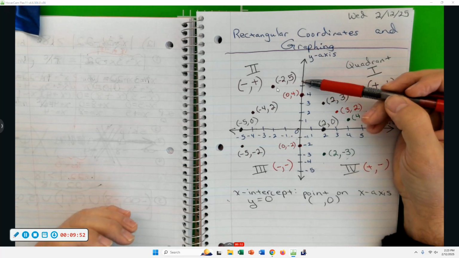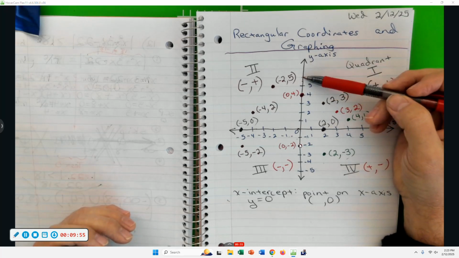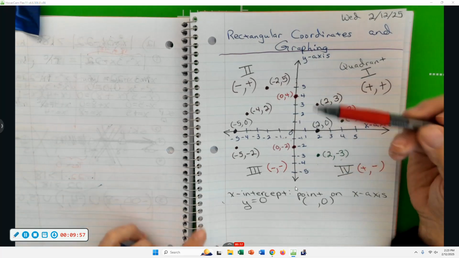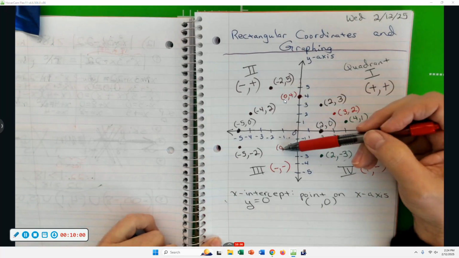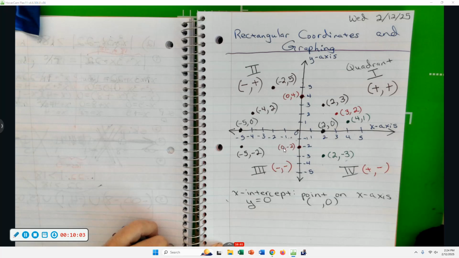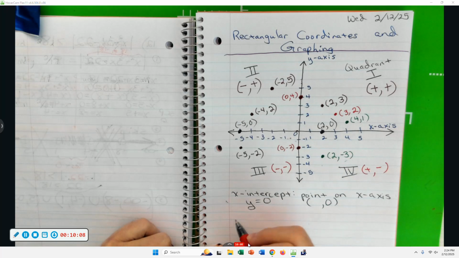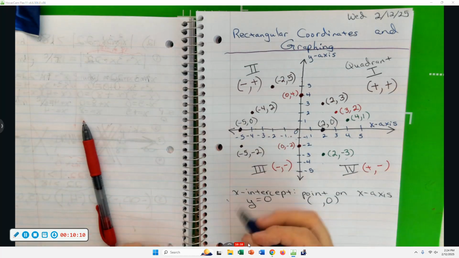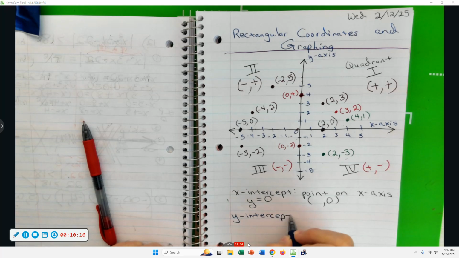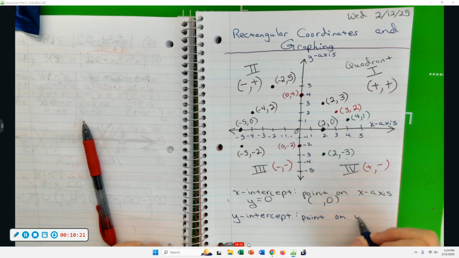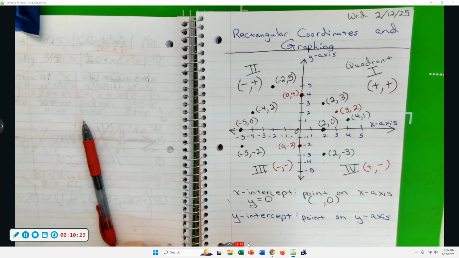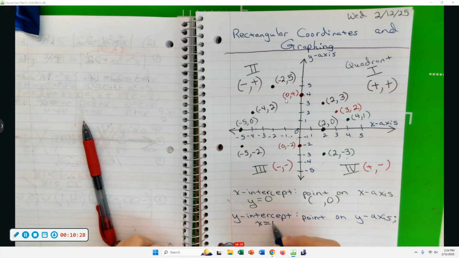Apply that same logic we used a moment ago for the x-axis to the y-axis. In order for a point to be on the y-axis, you can't go left or right. So what has to be true about every x coordinate on the y-axis? It's equal to 0. A point on the y-axis is called the y-intercept. That's a point on the y-axis, and if it's on the y-axis, the x value will have to be 0.